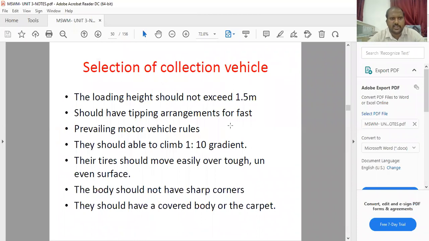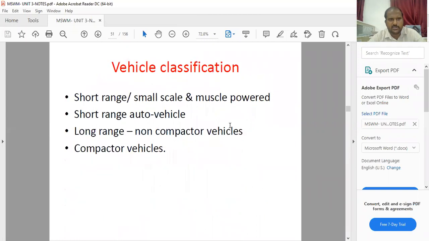Selection of collection vehicles. The loading height should not exceed 1.5 meter. They should have tipping arrangements for fast traveling motor vehicles use. They should be able to climb a 1:10 ratio gradient. The tire should move easily over tough, uneven surfaces. The body should not have sharp corners. They should have a covered body or carpet.